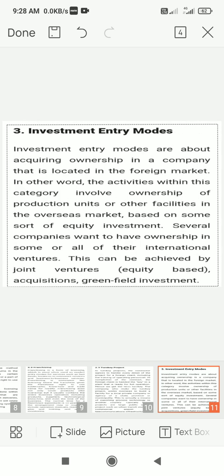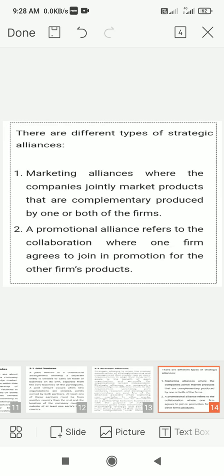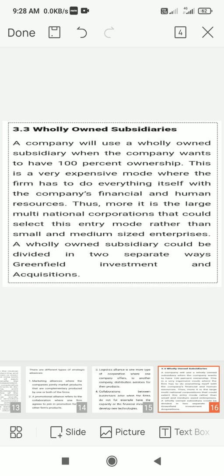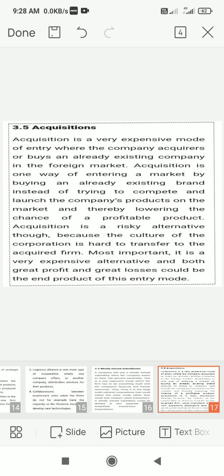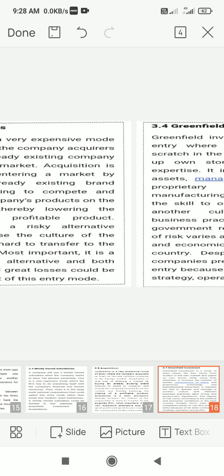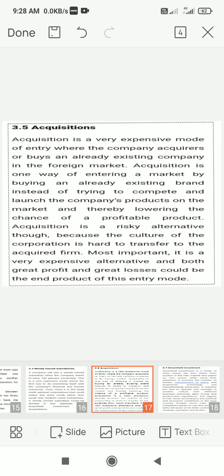After turnkey project, number 3 is called investment entry modes. According to investment you can enter another country, that comes under joint venture and strategic alliance. Strategic alliance again has 4 types. After that wholly owned subsidiaries, and after that, sorry, greenfield investment and acquisition. Both are the same, but I have given greenfield first and then acquisition.